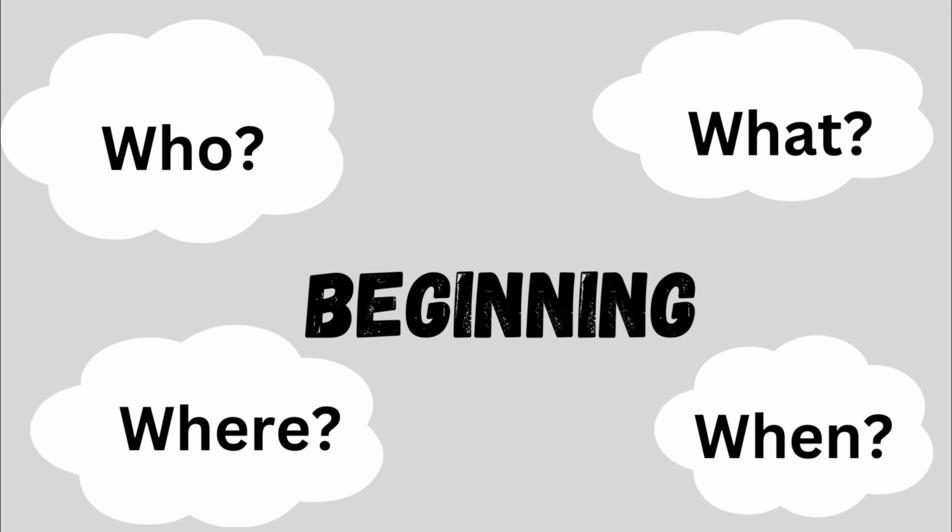So now let's do something. Let's create the beginning of the story. How to create the beginning of the story? In order to create the beginning of the story, you have to answer 4 W's. The 4 W's are where, when, what, and who.